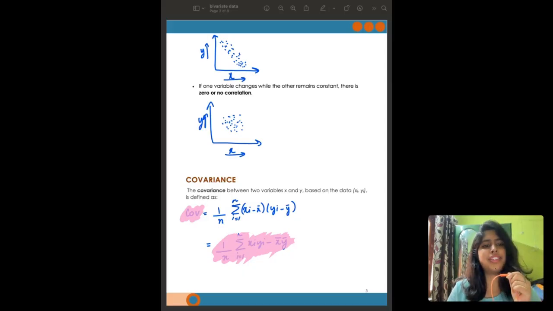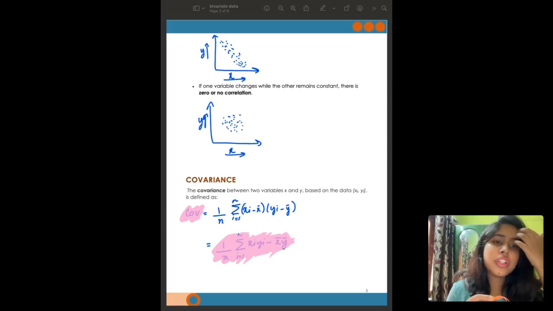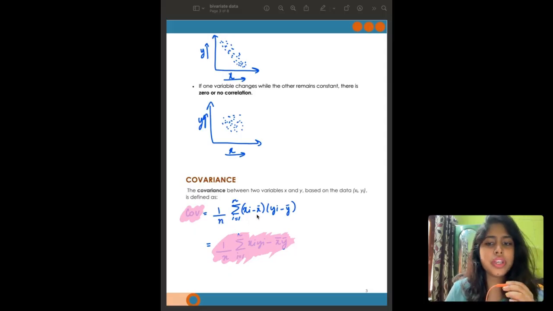Okay. But how do we put a number to this relationship? That's where covariance comes in. Let me say the formula. Covariance is equal to 1 by n summation of (xi minus x bar) times (yi minus y bar), i running from 1 to n. Okay. Here's a cute way to think about it.